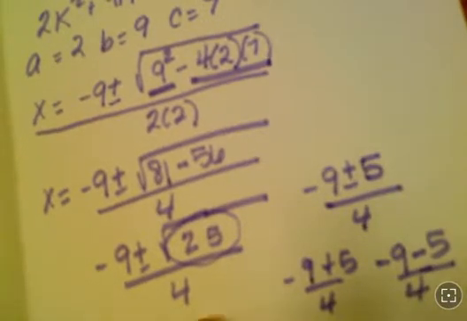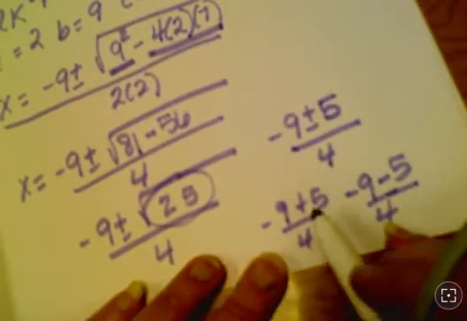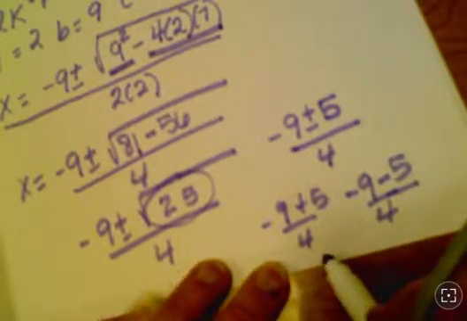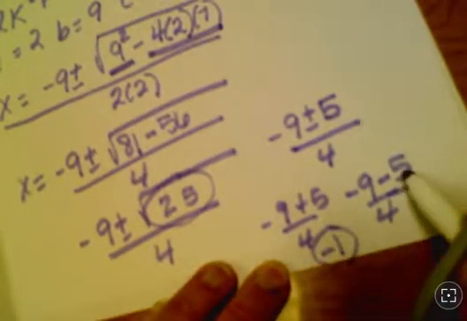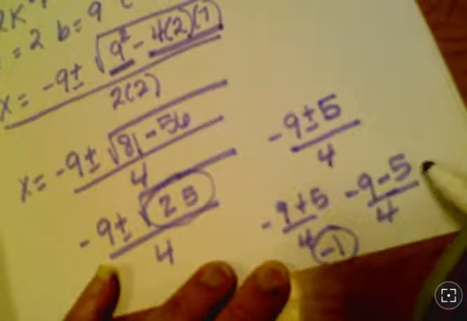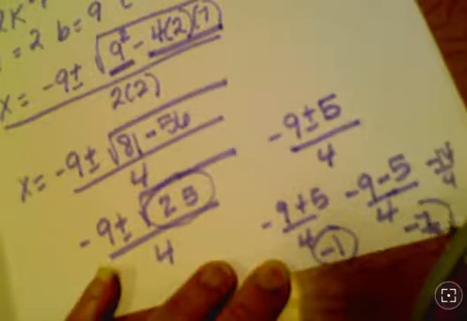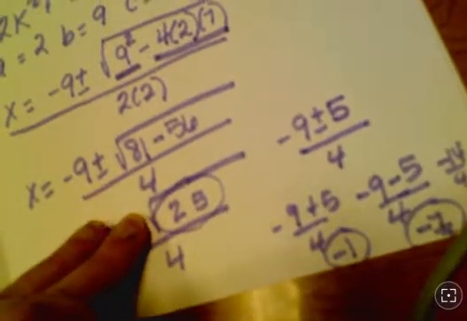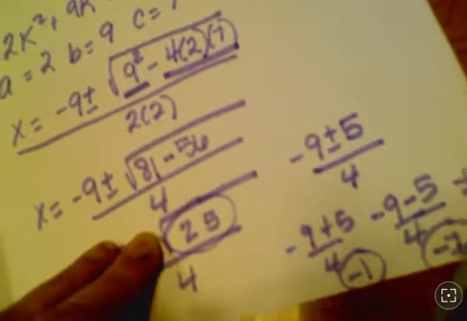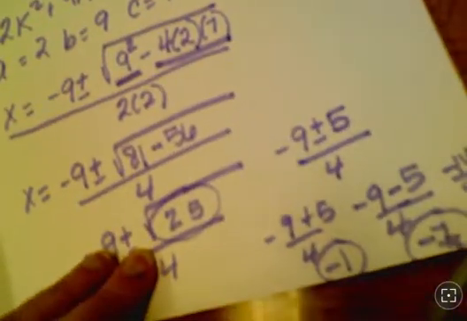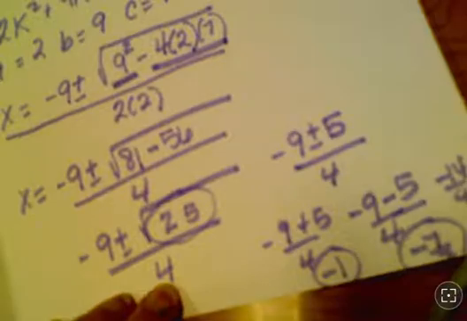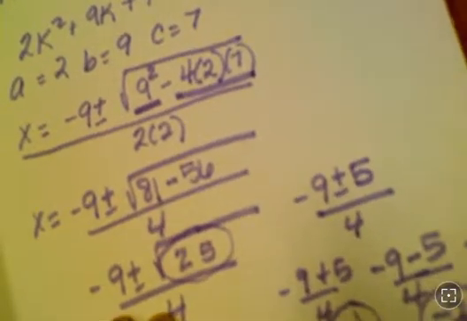Okay, so this negative 9 plus 5 gives me a negative 4 divided by 4, and that leaves me with a negative 1. And this one, negative 9 minus 5, is negative 14 divided by 4, so negative 7 halves. Those are my two answers, negative 1 and negative 7 halves. Okay, pause the video if I went way too fast and write it down. That was number 11. Remember, you can pause the video. Let's look at number 12 because it's interesting.